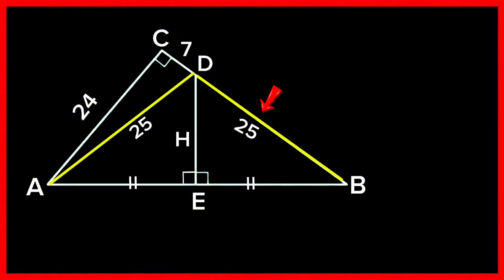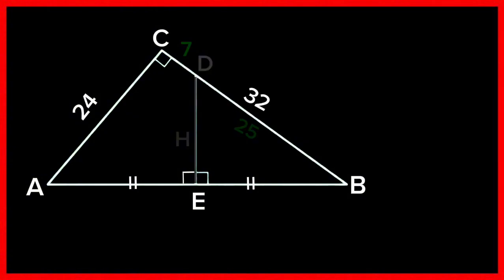Now we can find the entire length of BC. Since BC is made up of BD and DC, we simply add them together. 25 plus 7 gives us 32 units. Great. We can now return to the large right triangle ACB. We know that its two legs are 24 units and 32 units.